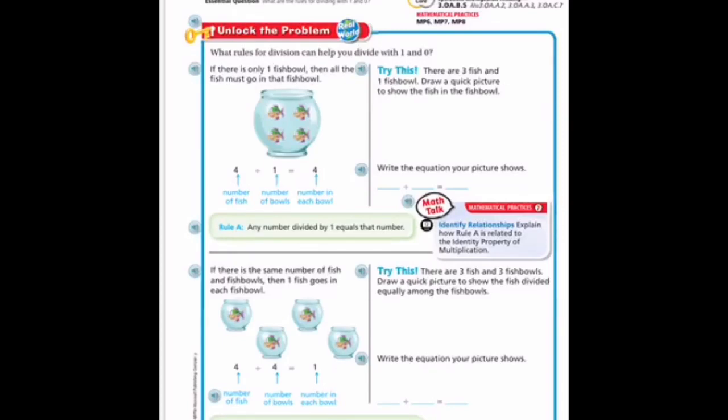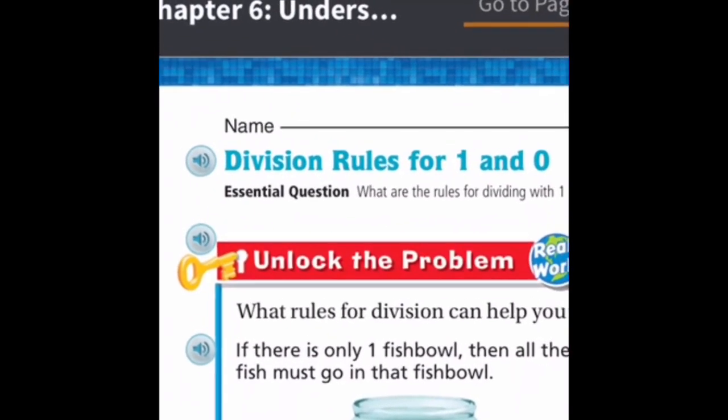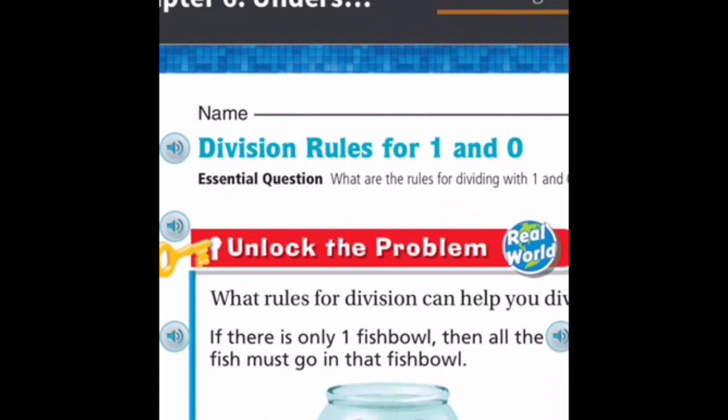Okay, today, boys and girls, we're on lesson 6.9, the last one for Unit 6. We're on page 351, and we are going to discuss division rules for 1 and 0. What are the rules for dividing with 1 and 0?